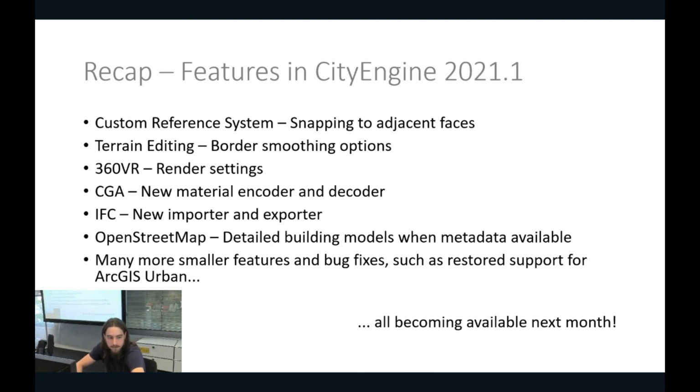in CGA. And finally, with the enhanced OpenStreetMap importer and the new level of detail settings in the building from OpenStreetMap rule, we can generate much richer building models when the corresponding OSM tags are available. Of course, there are many more smaller features and a lot of bug fixes, such as restored support for ArcGIS Urban, which will be published in the release notes accompanying the release next month.